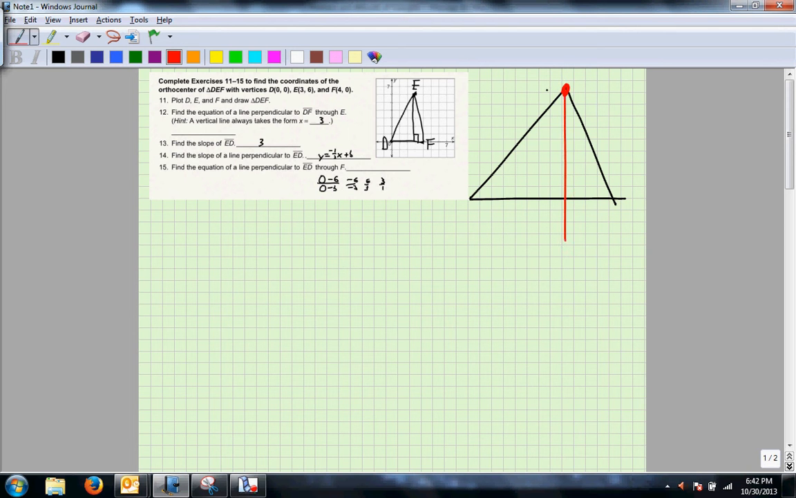So if we have an altitude there, and then if you were to have another altitude, I'm just doing a quick sketch here. And then if you have a third altitude, and again, altitudes they just create a right angle. They don't necessarily go through the middle. And where those 3 altitudes cross is the orthocenter.